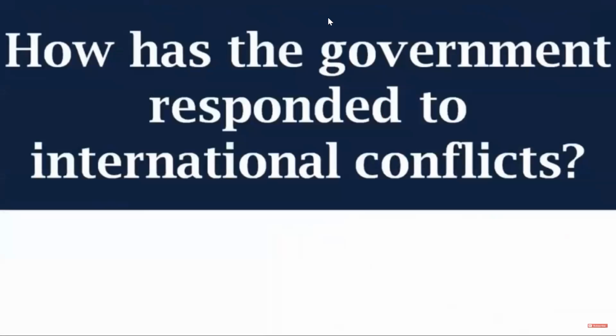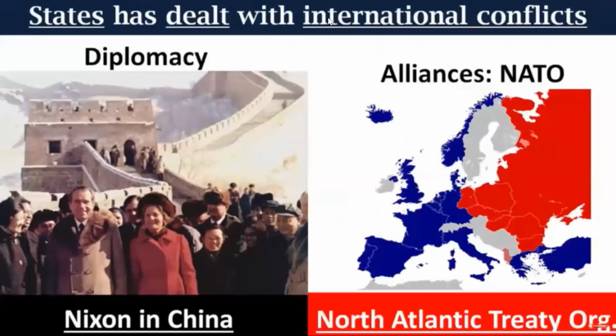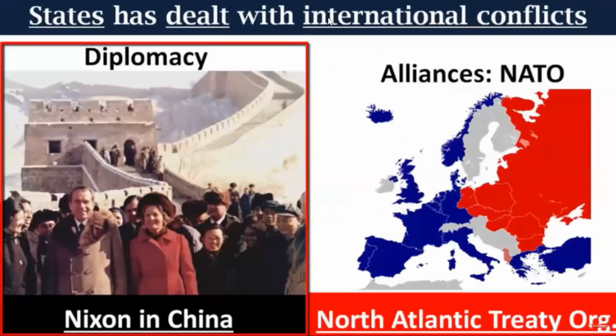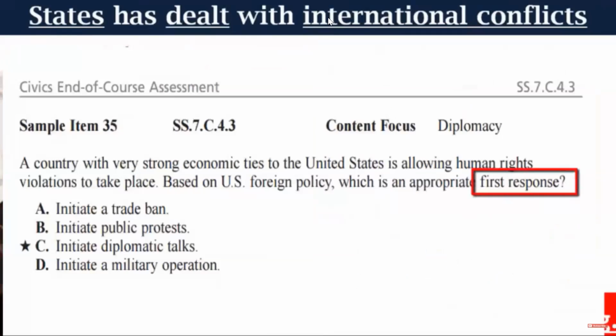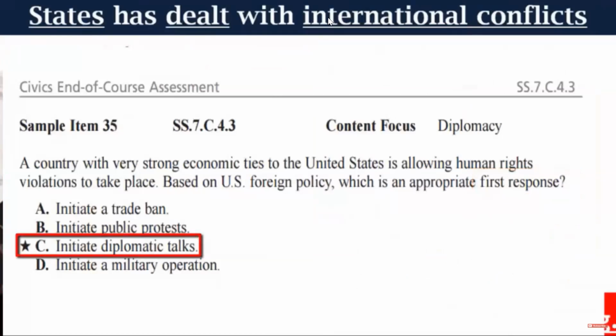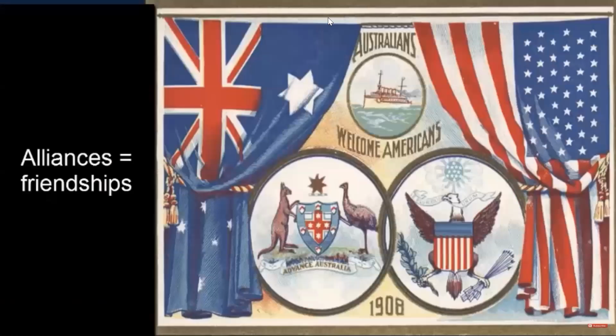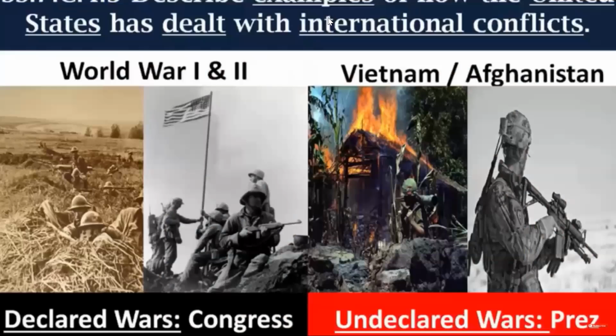How has the U.S. government reacted to international conflicts? The number one way for the U.S. government to deal with conflicts is through diplomacy, which means building relationships with other countries. If your test asks you what is the first step in dealing with a country that is doing bad things, you want to look for a peaceful solution, in other words, diplomacy. The government also wants to develop alliances or friendships with other countries, as they have with NATO. Of course, the most extreme way to deal with international conflicts is through war.